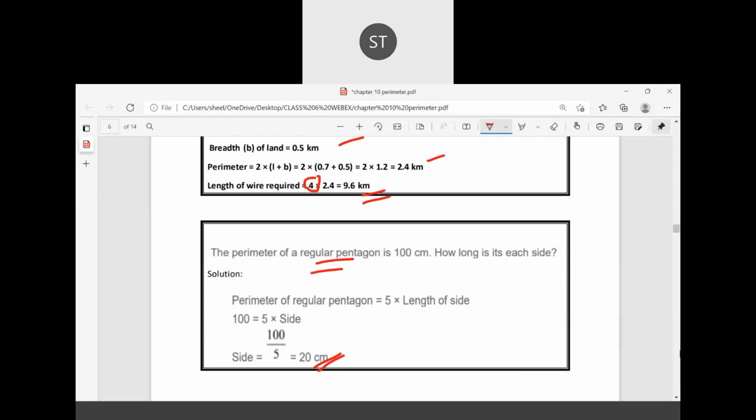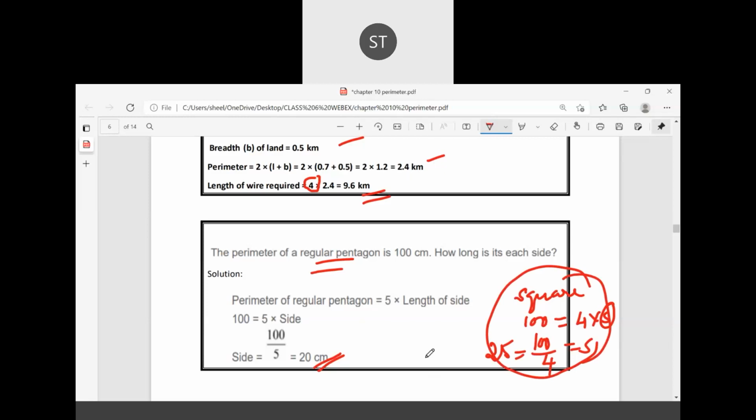Suppose we have a square. The perimeter of the square is given. What is the side of the square? Perimeter equals 100 and the formula is 4 into side. So how can we calculate the side? Side is equal to 100 by 4 only. In that case it is equal to 25. It is not the question; I gave just an example for you only. So it is the perimeter divided by the number of sides for calculating how long the side will be.